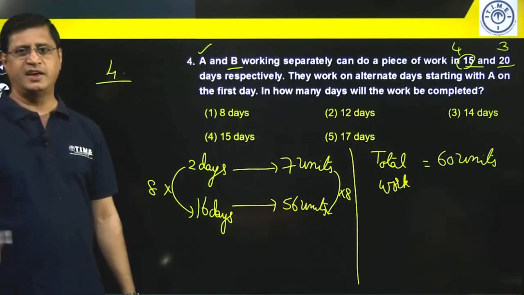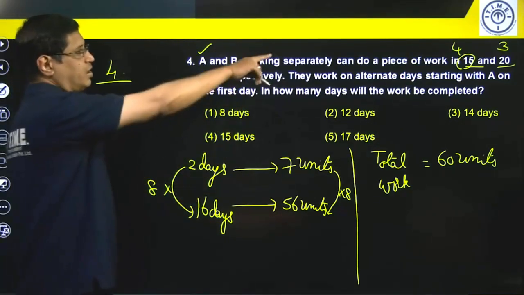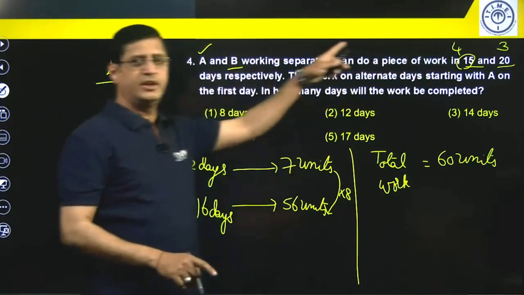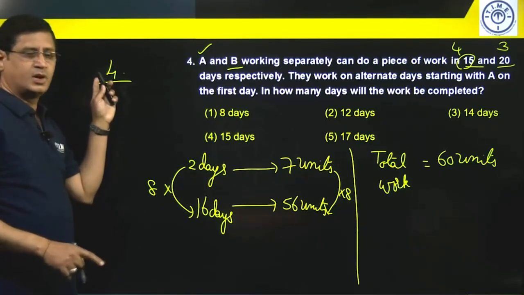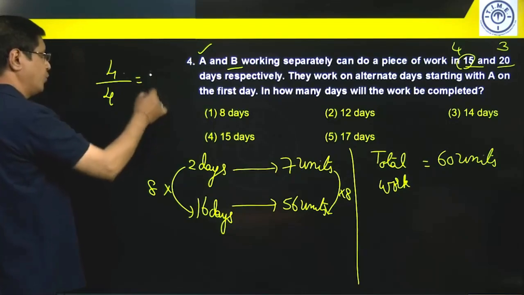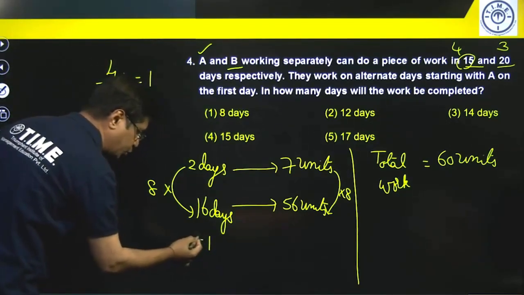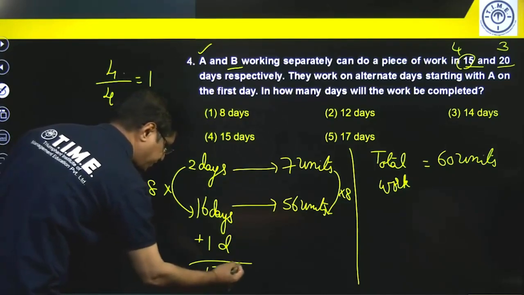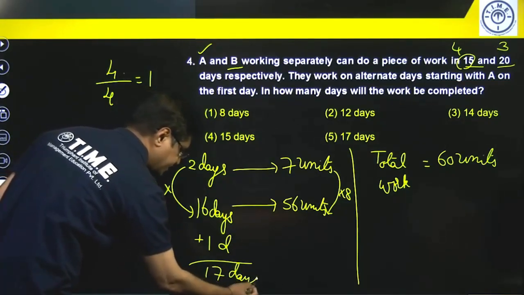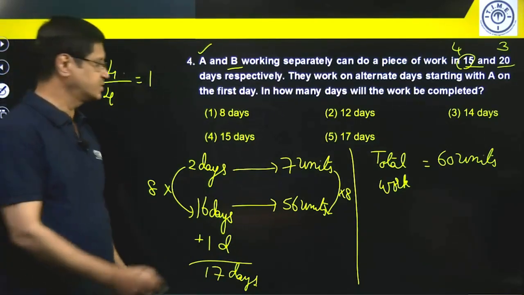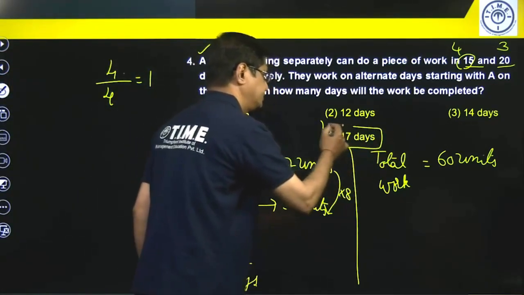Now it is A's turn. The units of work done by A per day is equal to 4. And the units left after this combination is 4. So 4 by 4, that is 1. So when you add 1 to this 16, it will give 17 days. Yes, my dear students. Let me know what the answer is. 17 days. Option choice 5.